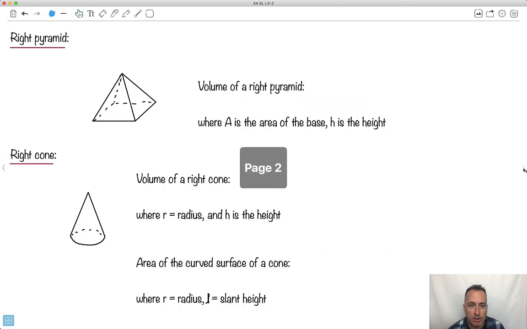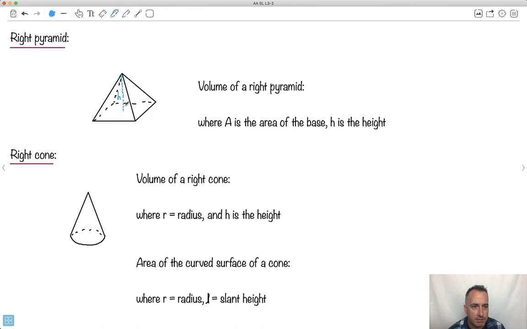Let's keep going now with the ones you do need to have on your formula booklet. We have a right pyramid. This is a square base. Okay. So it's hard to imagine, but you have to imagine a square bottom, and then it's got these four triangular faces all sort of facing each other. Now, we define something here called h. H is going to be the height. It's the vertical height from the center to, like, right here like this. We call that right there h.